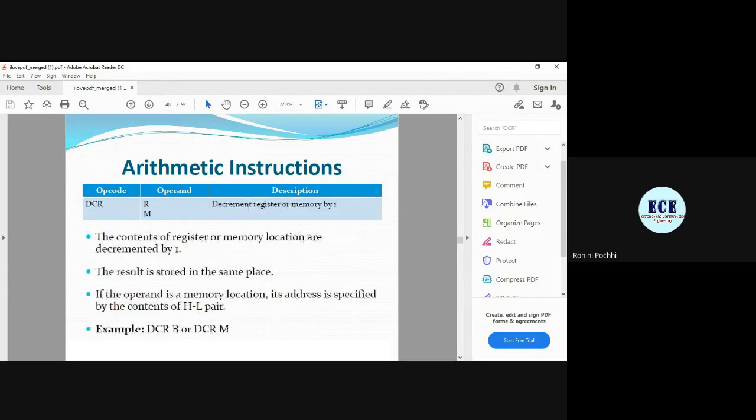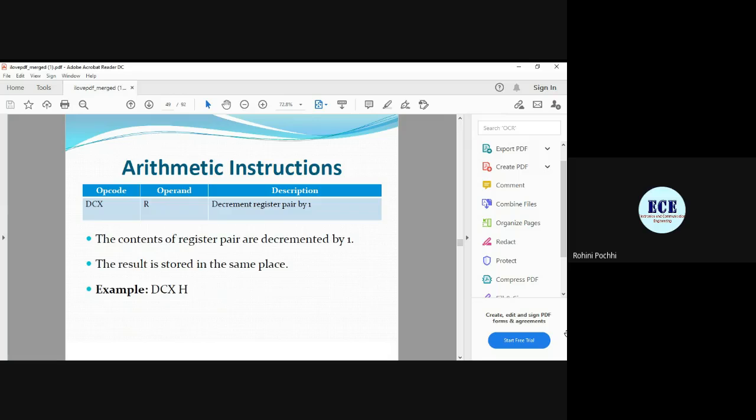Now the next instruction is decrement instruction, DCR. So in such type of instruction, the content of register or a memory location are decremented by 1. The result is stored in the same place. If the operand is memory location, its address is specified by the content of HL pair. Decrement B is the example for the decrement instruction.